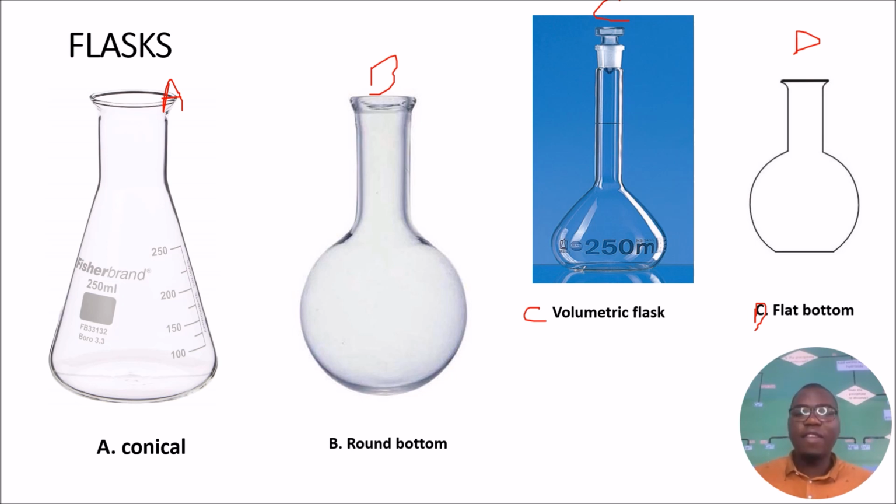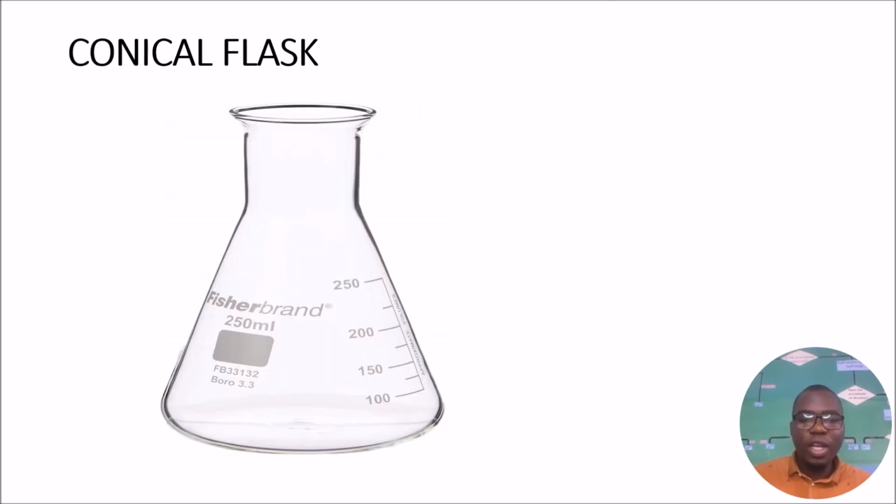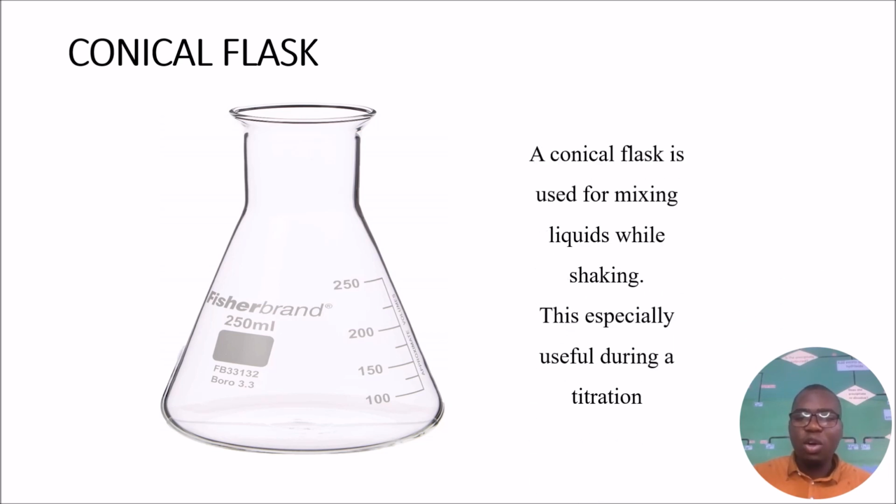Now, these flasks are used in a lot of chemical reactions. So let us find out their appropriate use. When do you use which flask? Let's start with a conical flask. A conical flask is used for mixing liquids while shaking. This is especially useful during a titration.